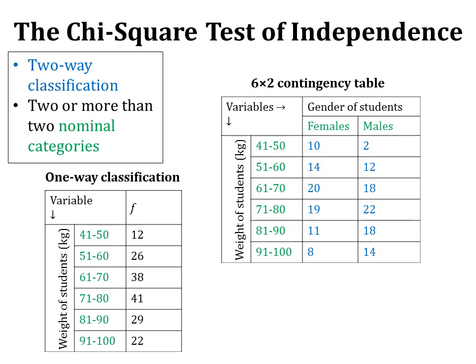And the observations belong to two variables, the gender of students and the weight of students. So 10 here are the females with a weight in the range of 41 to 50 kilograms. 14 are the females with a weight range of 51 to 60 kilograms, and so on. So this is a two-way classification, and this is what is meant by the contingency table. And a contingency table is not simply a 2 by 2 table, but it can have more than 2 categories.